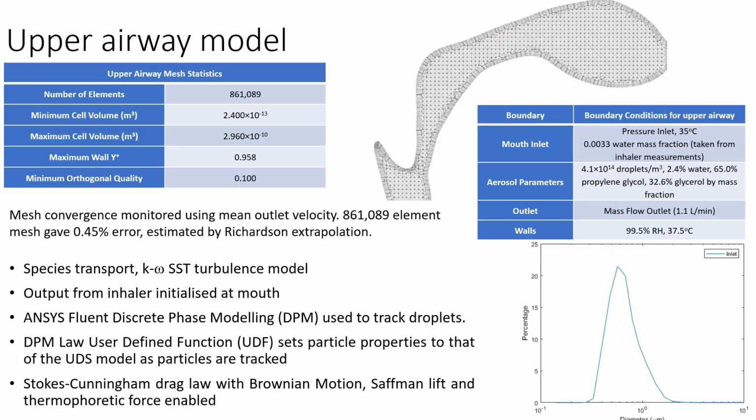So here's the upper airway model. The mesh in this model had 861,000 elements. Here's an image of part of the mesh, a slice through it, and you can see the structured mesh in the bulk of the airway and the inflation layers near the wall. Mesh convergence indicated this mesh would give about a 0.45% error in mean outlet velocity. We use species transport and the k-omega SST turbulence model, although there isn't a lot of turbulence. Maximum Reynolds number is about 360.